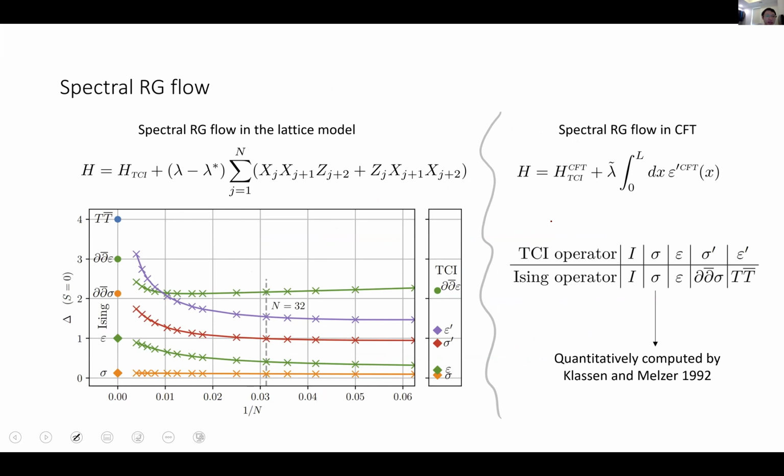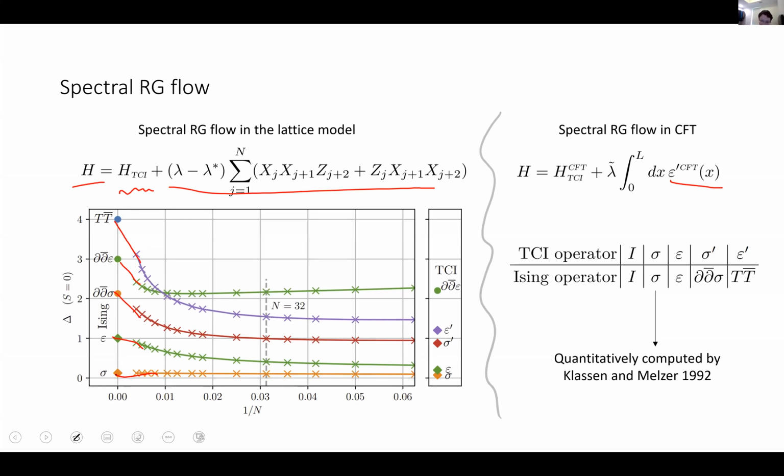Okay, just let me repeat. We have the Hamiltonian equal to the tricritical Ising Hamiltonian plus the relevant perturbation. And in the CFT, this is known as the epsilon prime perturbation. On the left-hand side, this is the numerical result that we obtain. So we increase our system size from like 20 to like 200, and we see which state will connect to which state. Of course, we see that the scaling dimensions of these states will go into the corresponding state in the large system size limit.